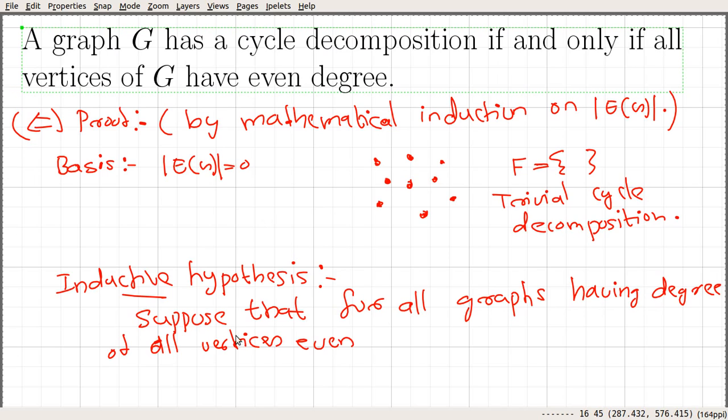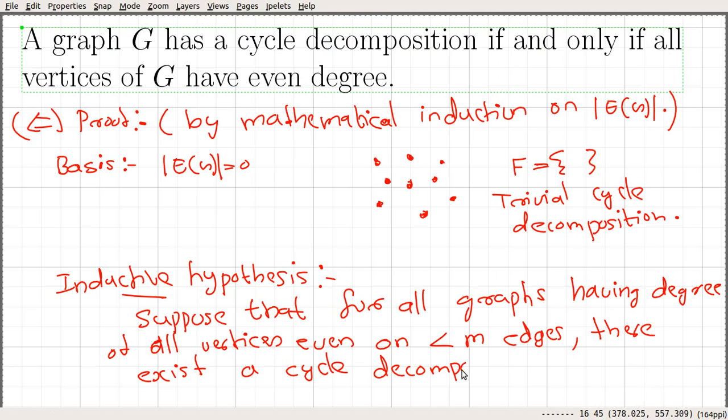suppose that for all graphs having the degree of all vertices even and less than m edges, there exists a cycle decomposition. Here our induction hypothesis says we are assuming that for all graphs in which all the vertices have even degree and less than m edges, there exists a cycle decomposition. Using the assumption we are going to prove that for all graphs having the degree of all vertices even and m edges, there exists a cycle decomposition. That's what we are going to do.